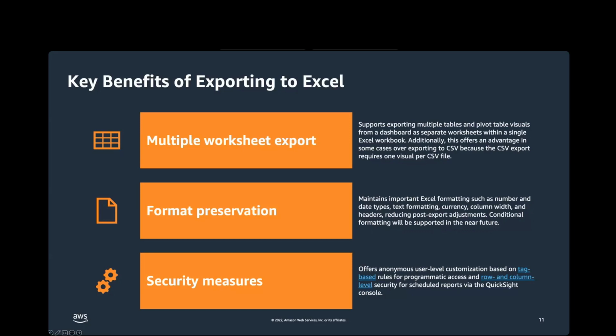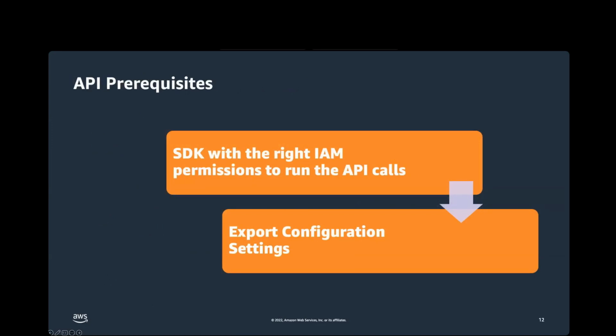In order for you to run an API call to export visuals to Excel, you need to have a software development kit with the right IAM permissions to run the API calls. We will not cover how to do this in this session. There is plenty of information on the internet on how to do so. But in addition to the SDK, the software development kit, you also need to specify the export configuration settings. We recommend that you use a JSON file that includes all these configuration settings. And in the next slides, we're going to go over a few of such JSON configuration files.